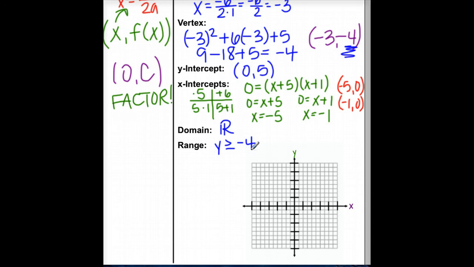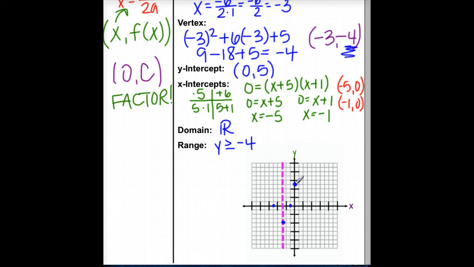So now I want to use all this information, and I need to mark it all to be able to get this graph going. So the first thing I'm going to do is mark my axis of symmetry, which is x is negative 3. And then my vertex is negative 3, negative 4. And then I have x-intercepts at negative 5 and negative 1. Notice they're the same distance away from the vertex on either side because it is an axis of symmetry. And finally we have a y-intercept at 0, 5.